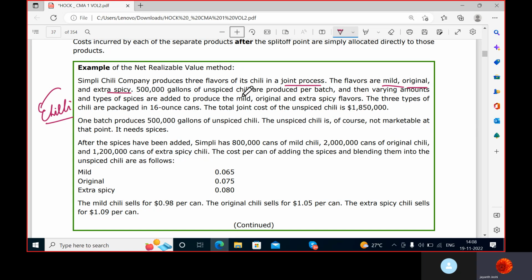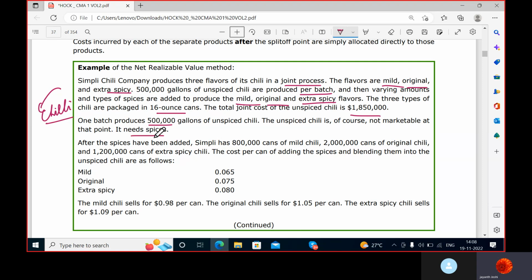500,000 gallons of unspiced chili are produced per batch, and then varying amounts and types of spices are added to produce the mild, original and extra spicy flavors. The 3 types of chili are packaged in 16-ounce cans. The total joint cost of the unspiced chili is $1,850,000. One batch produces this many gallons of unspiced chili. The unspiced chili is of course not marketable at that point.